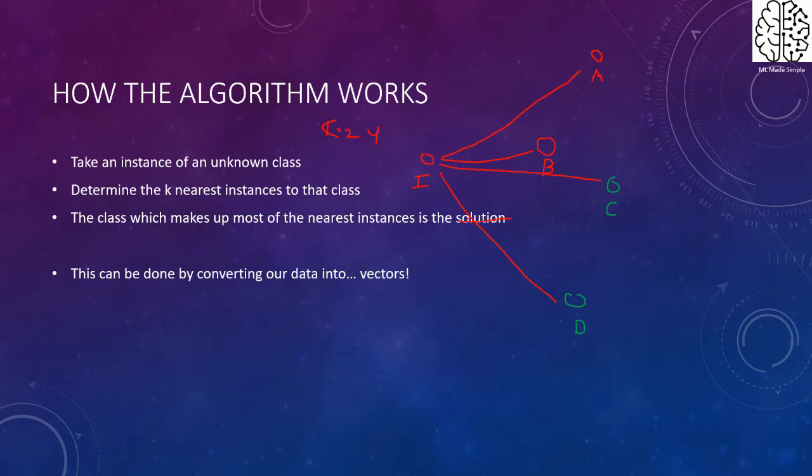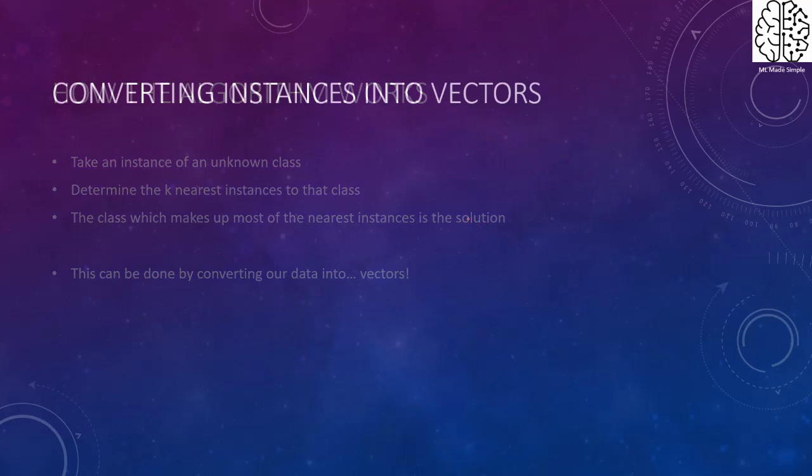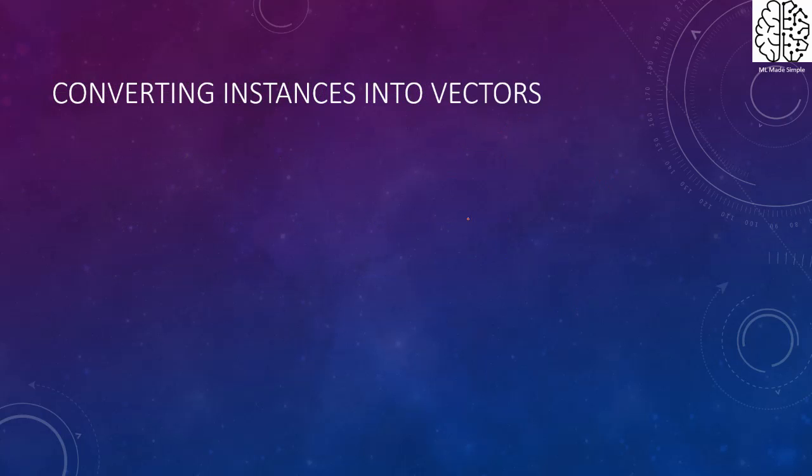So how do we do this? We do this by vectorizing our data, or turning our data into vectors, which is really the tricky part of this algorithm. So how do we convert an instance into a vector? This is the million-dollar question.